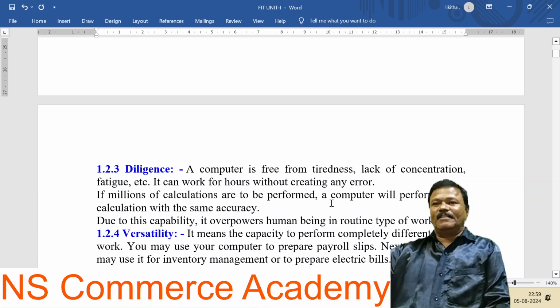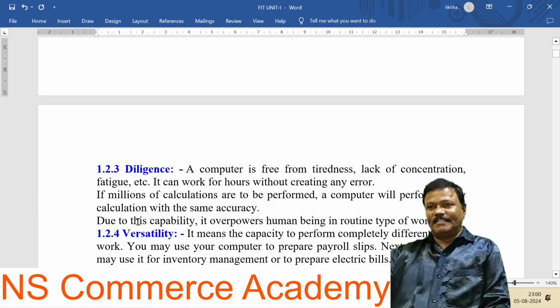So the computer never shows any tiredness or lack of concentration or fatigue, etc. But in the case of human beings, after doing some work, they may feel tiredness, lack of concentration, and fatigue, etc. But the computer has the feature of diligence.